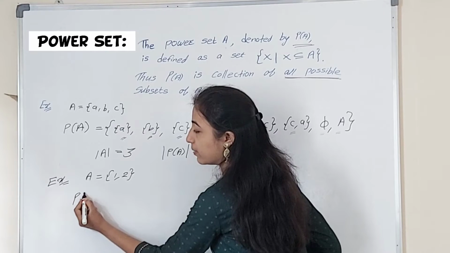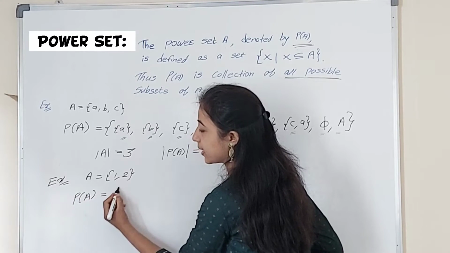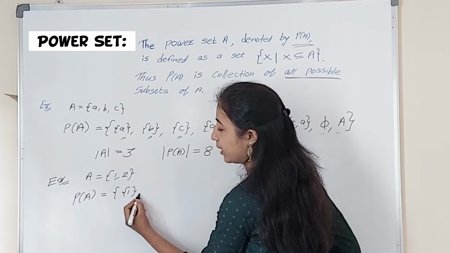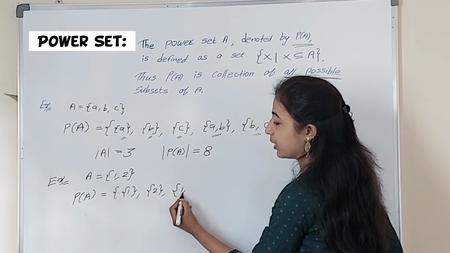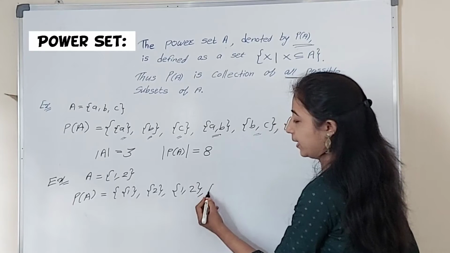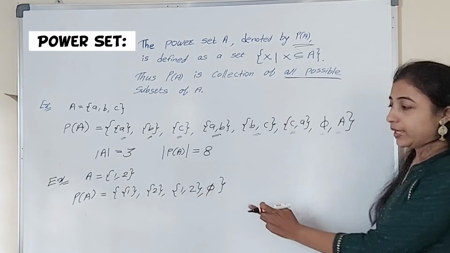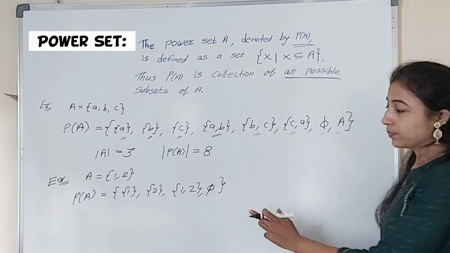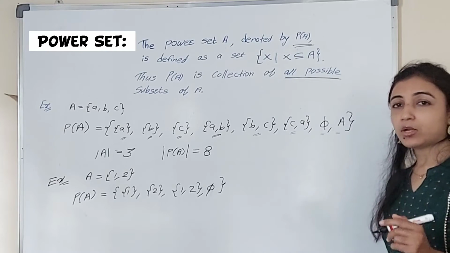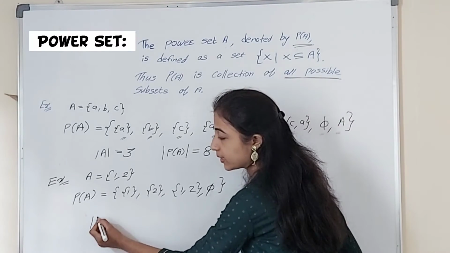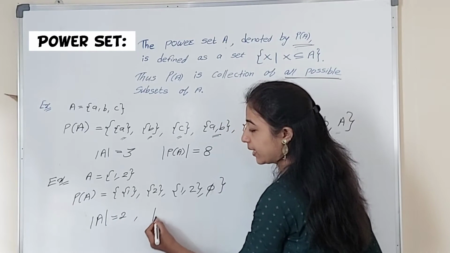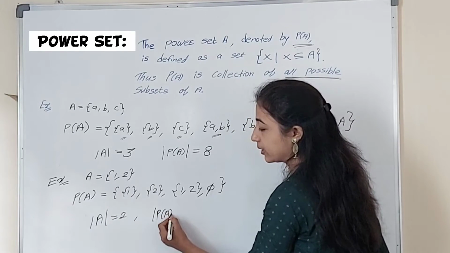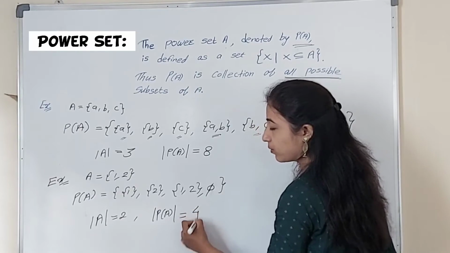Here the power set of A contains the single elements {1}, {2}, then {1, 2}, that is the set itself, and the empty set. Okay, this must be the answer you got as well. So here see, the number of elements contained in set A, that is the cardinality of set A, is 2, and the cardinality of power set A is equal to 4.